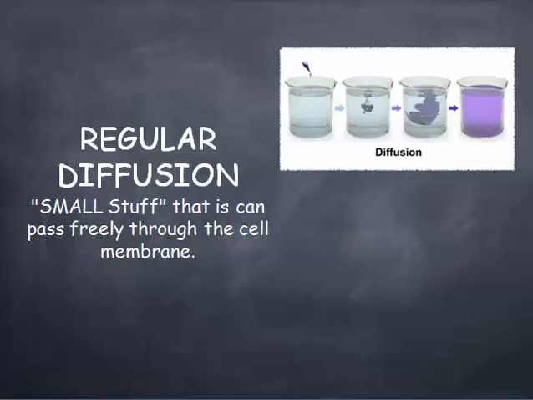Now, basically, remember that it's going to be going from an area of high concentration to an area of low concentration. So the area of high concentration in our lab was basically on the outside where all the iodine was, and it wanted to go down the hill, so it went into the membrane. So that was inside of the dialysis tubing.